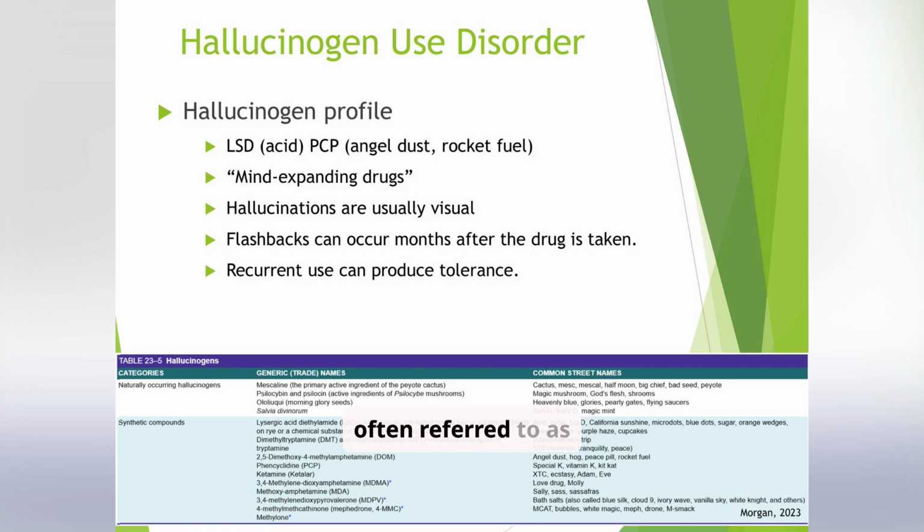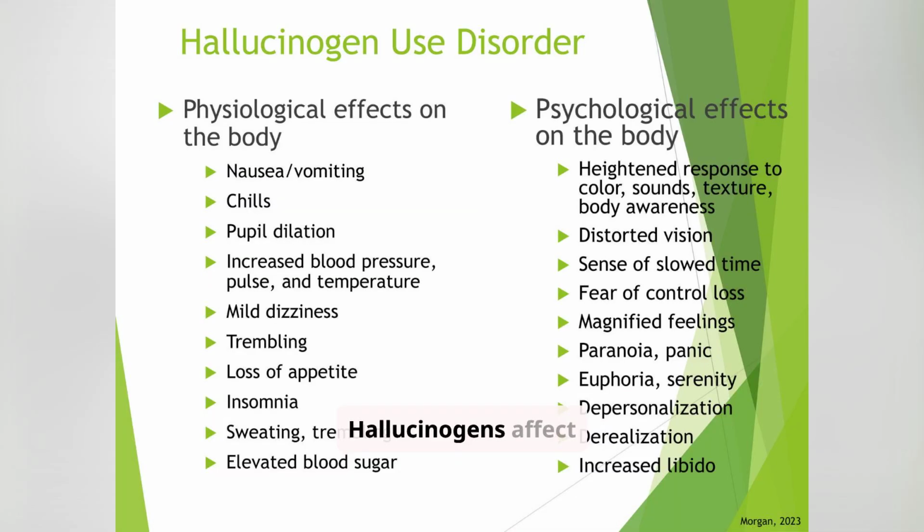They are often referred to as mind-expanding drugs. Hallucinations are usually visual. Flashbacks can occur months after use. Hallucinogens affect the body, causing nausea and pupil dilation.